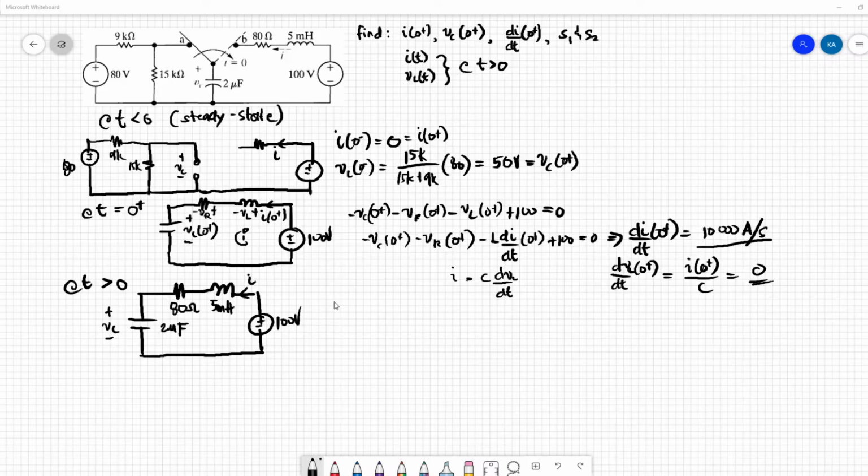So solving for the values of alpha and omega naught, we have alpha equivalent to R over 2L, equal to 8 kilorad per second. Then we have omega naught equivalent to 1 over square root of LC, which is equal to 10 kilorad per second. Now our alpha is less than omega naught, so our circuit is underdamped.